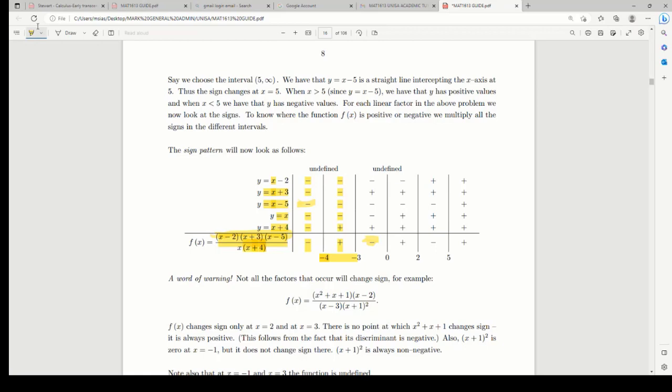And again, for the open interval 2 to 5, you can use a sample point 3 there. If you substitute, 3 - 2 is a positive, 3 + 3 is a positive, and so forth. And then you can also look at the open interval 5 up to infinity. You can use the number 6, for example, because 6 is greater than 5. You say 6 - 2, you get a positive. 6 + 3 is a positive. 6 - 5 is a positive, and so forth.